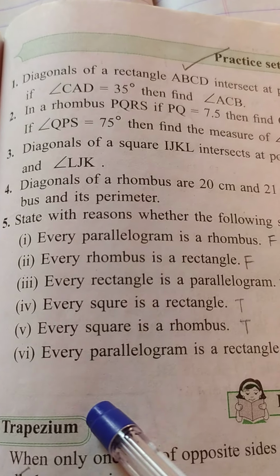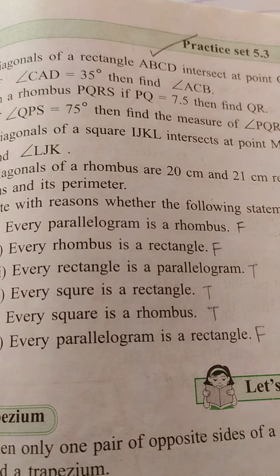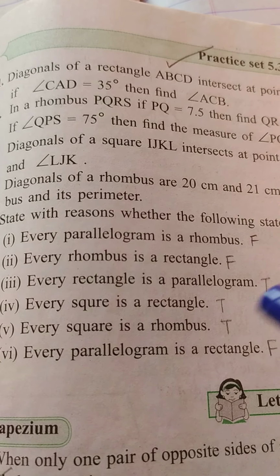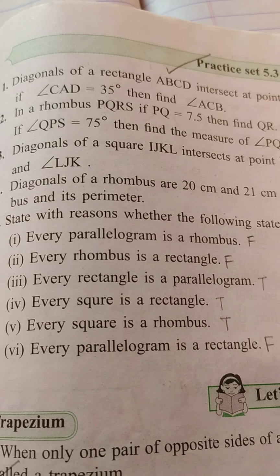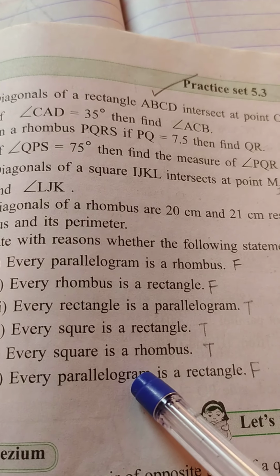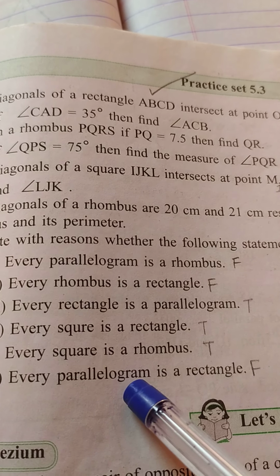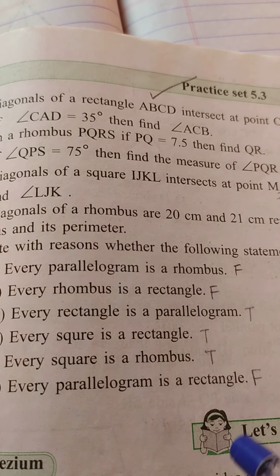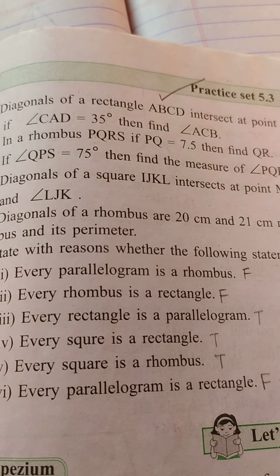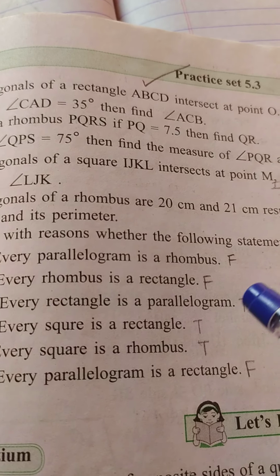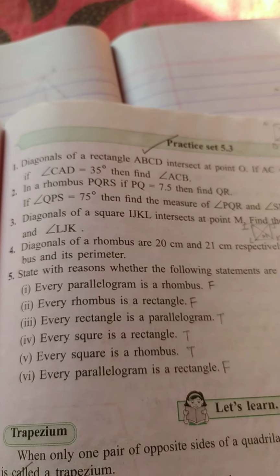Okay. Every parallelogram is a rectangle is false. Every rectangle is a parallelogram is true, but the converse is false. Why? Every parallelogram is not a rectangle because in a parallelogram, it's not necessary that all angles should be 90 degrees. Right? So it's false. So children, with this we finish exercise 5.3.